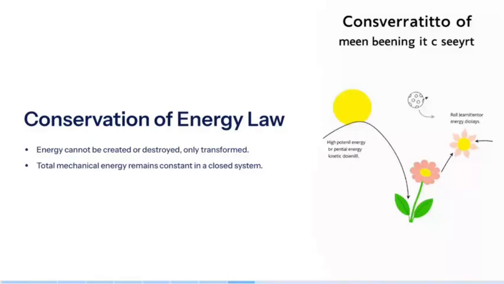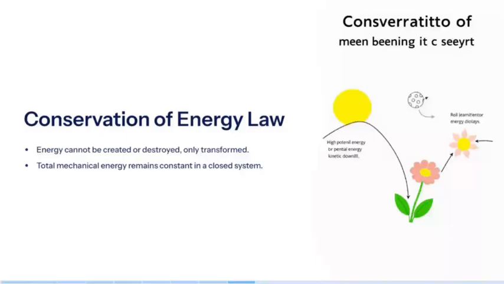This conversion from one form to another, we'll be seeing it just shortly. We'll see what it means by energy being converted from one form to another. The second one says that total mechanical energy remains constant in a closed system. For people that will be dealing with thermodynamics as they move forward in university, you would know what a closed system means.